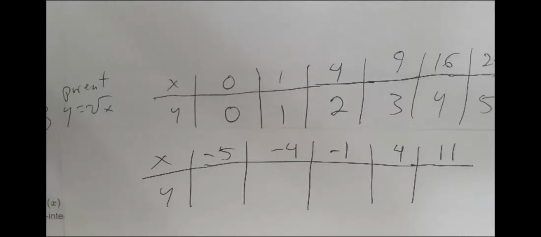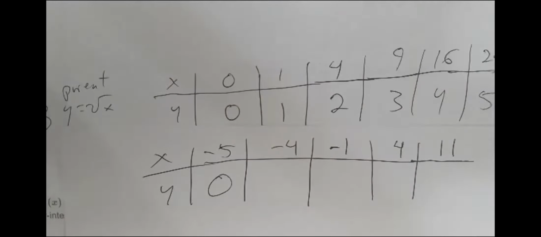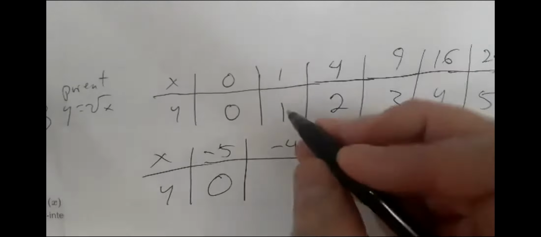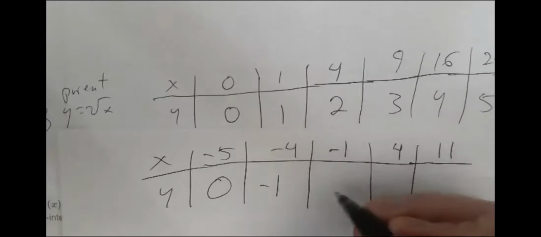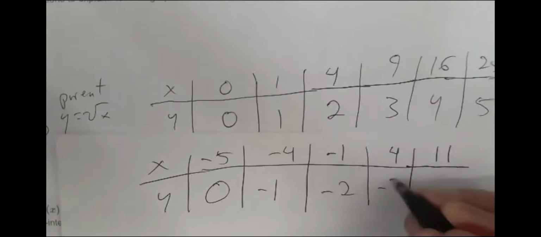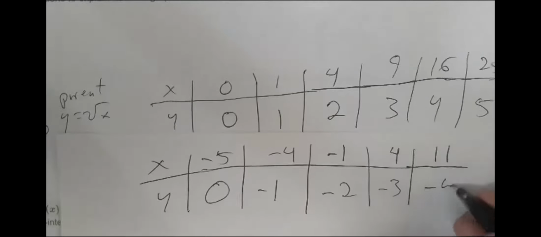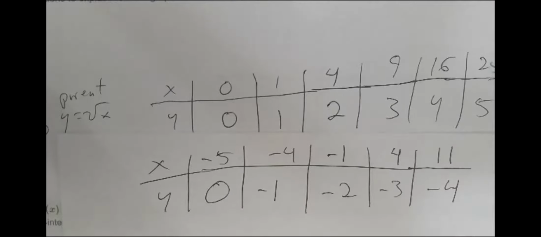Am I doing anything to my y quantities? Flip them to negative. Make everything negative. A -0 is still 0. -1 is -1. -3. -4.